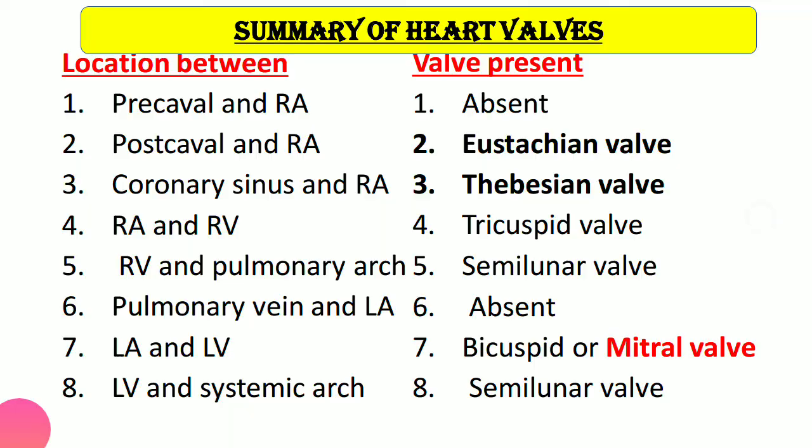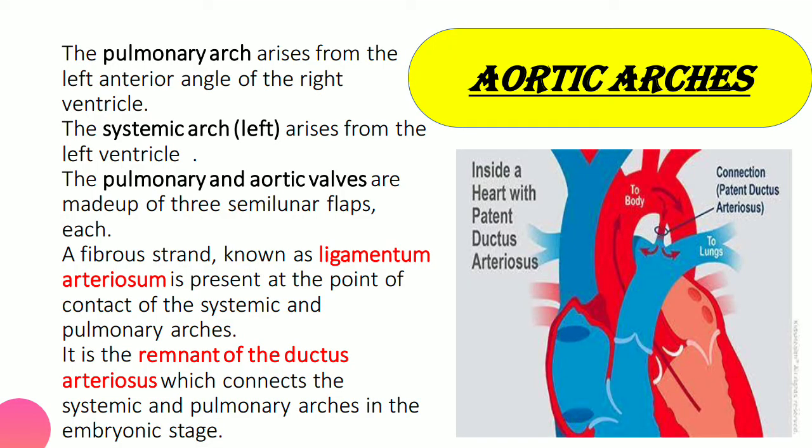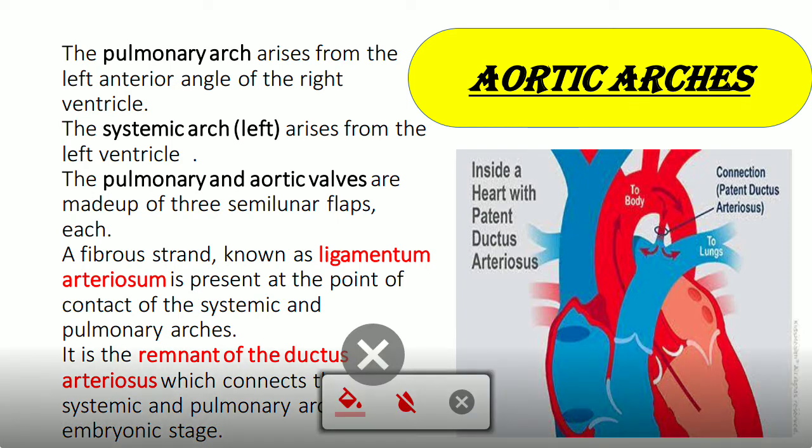So learn it anyhow. Okay, now coming to the aortic arches, the pulmonary arch arises from the left anterior angle of the right ventricle. I already told you, the right side receives deoxygenated blood, so the right side will pump the blood to the lungs so that oxygenation can occur. The left side receives the oxygenated blood, so the left side will pump the blood to the systemic arch so that systemic circulation can occur.